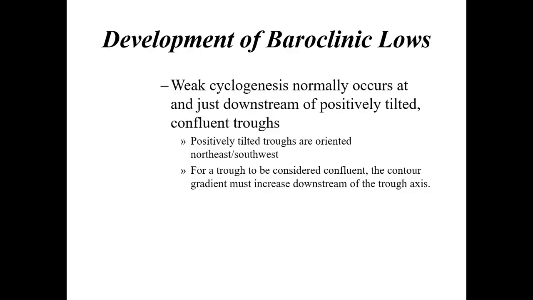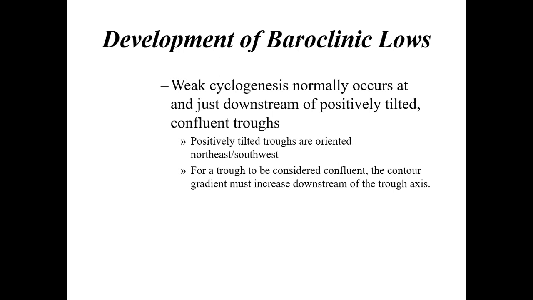Okay, so now weak cyclogenesis. You usually have weaker storm systems that occur at and just downstream of a positively tilted confluent trough. Right, and I'll show you what the positively tilted trough looks like here in a minute.